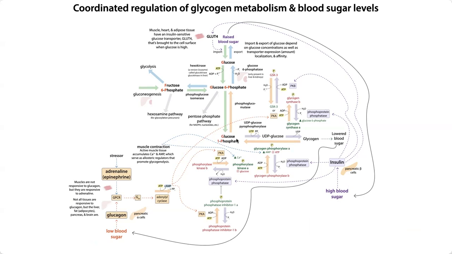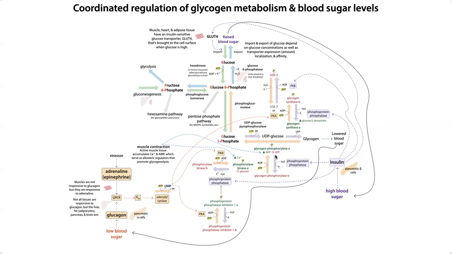So in your adipose tissues, your fat cells, they take in more sugar in response to the insulin signal. And then they're going to link it up to form fatty acids and then triacylglycerides. So they're going to store that sugar as fat.